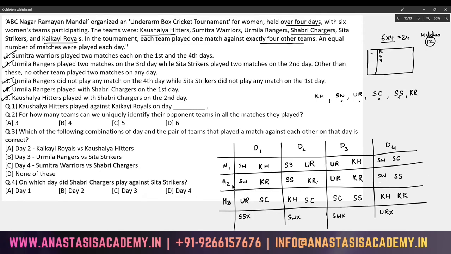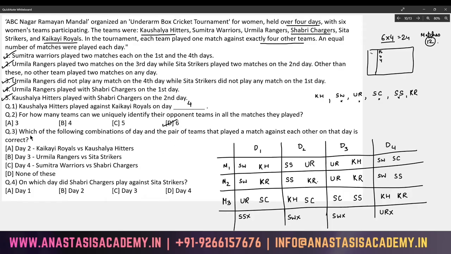What all matches have taken place? Everything is known. Let's get to individual questions. Kaushalya Hitters played against Kakai Royals on the 4th day. For how many teams can we uniquely identify their opponent teams in all the matches they played? We can do that for all the teams, all 6 teams. So the answer is option D.